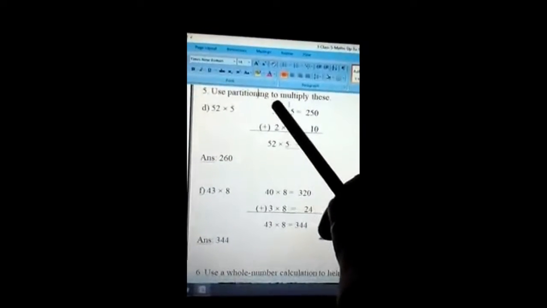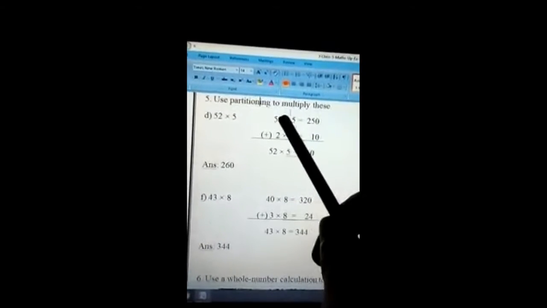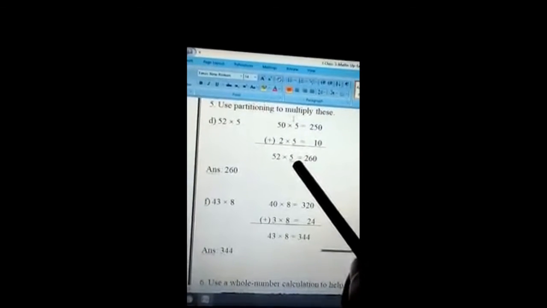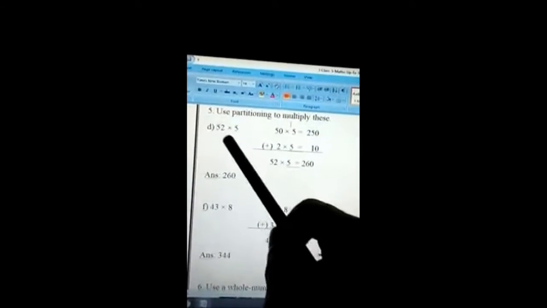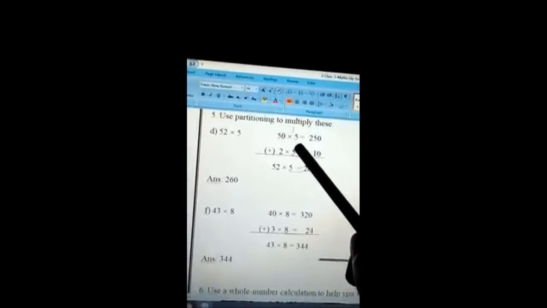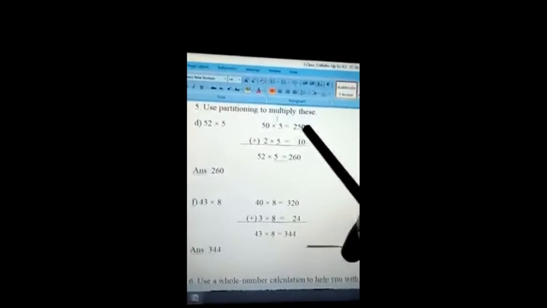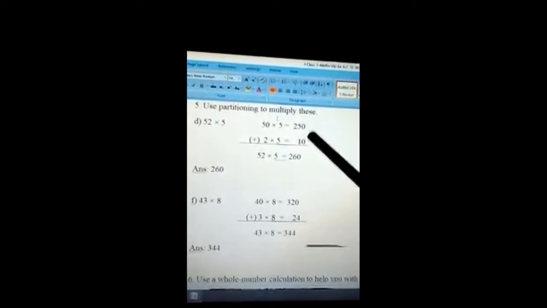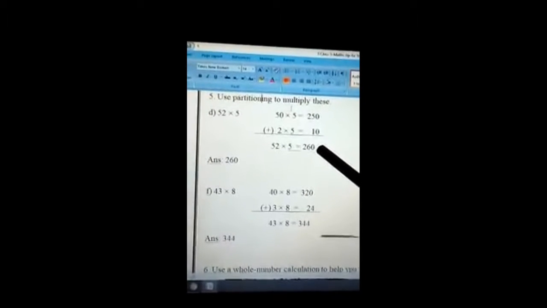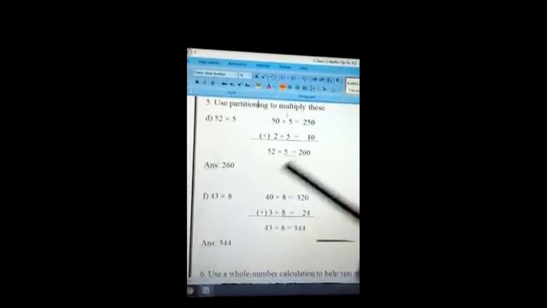Use partitioning to multiply this. So we break the numbers apart and multiply each part with the given number, like over here it is 5. After multiplying each part separately by partitioning the number, we add the results and the answer will be the same. So 52 times 5 is equal to 260. Answer 260.